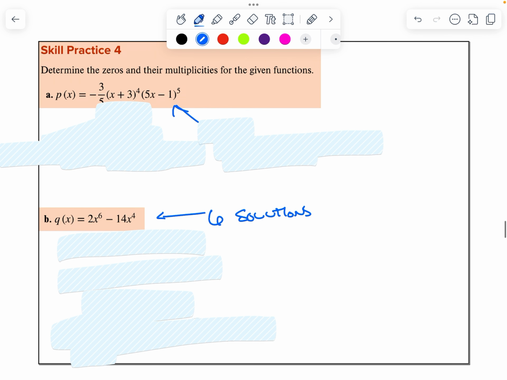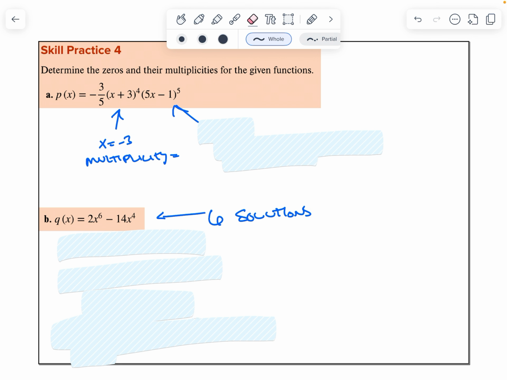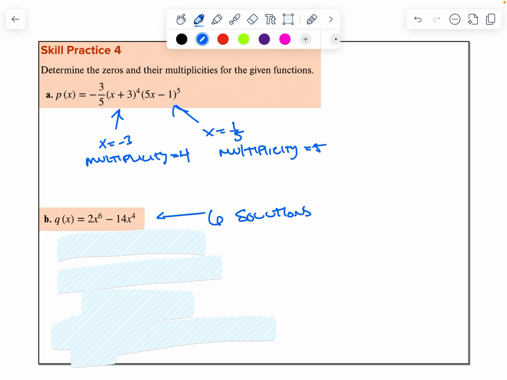Same exact types of problems. Take a second and see if you can solve these. So here, negative 3 would make this blank 0, and it shows up 4 times. Here, positive 1/5 would make this blank 0, and it shows up 5 times.